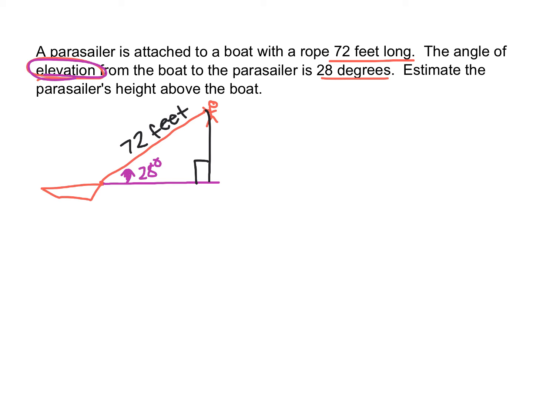Now the last detail it gives us is that we want to find the parasailer's height above the boat. Well, his height is going to be the straight up distance. So our goal is to find this value right here and find the parasailer's height. So from here, now I have a triangle with at least one side length and one angle, and I need to find another side length. So I'm going to use my trigonometry to help me solve this problem.